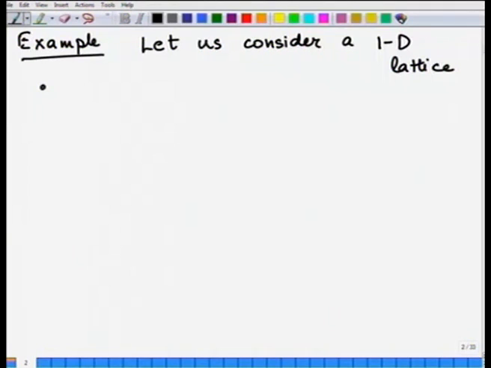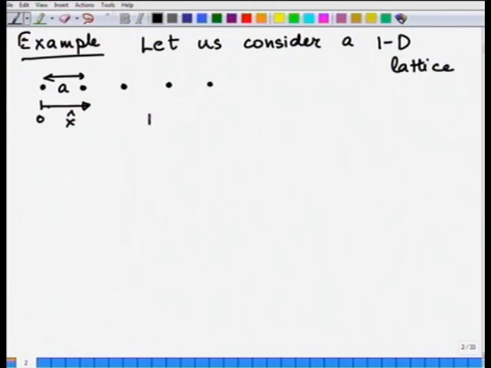So, let us say this is what I mean. Let us say it is a one dimensional lattice with a lattice parameter of a. So, this is the lattice parameter a. If we consider this to be the origin and this is the x direction, then I will define my lattice vector.